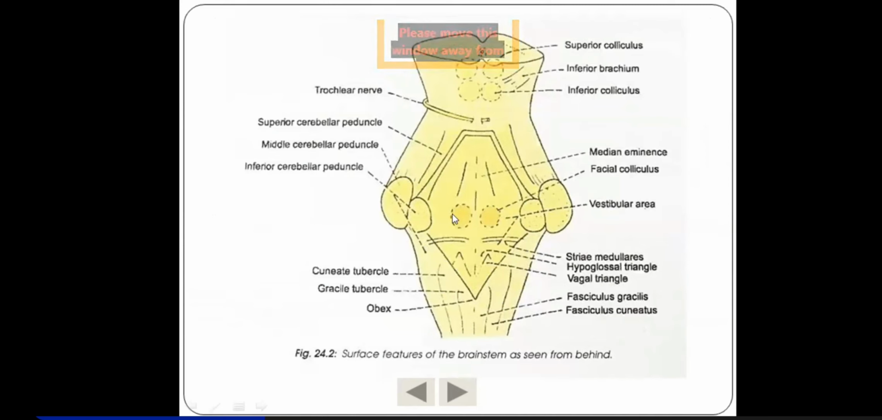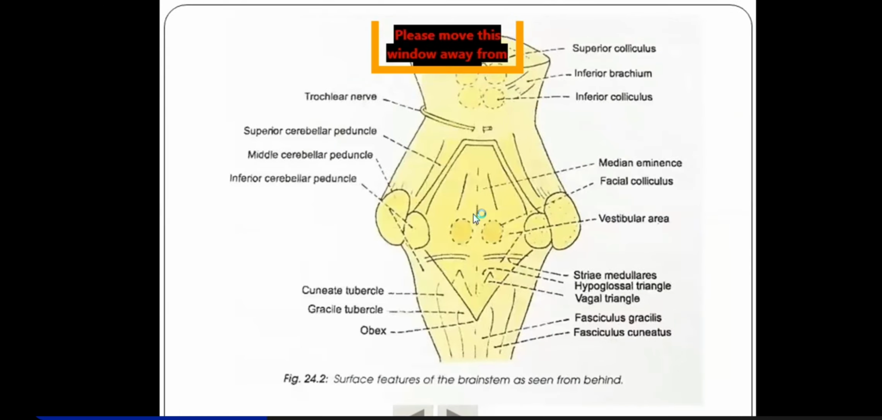So in between, the purpose of showing you this diagram is that you find the two bulges here, and these are the facial colliculus, right? And these colliculus are formed because of the winding of the facial nerve fibers around the abducent nerve nucleus.